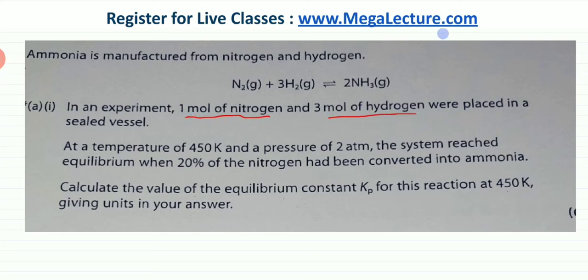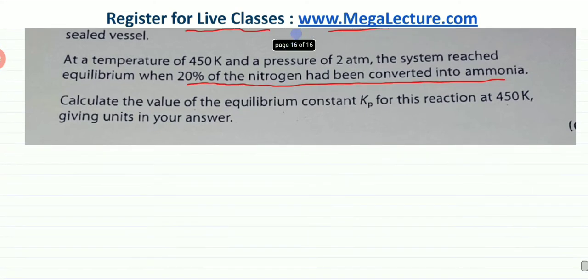These are your initial reactants that have been added, and at a temperature of 450 kelvins and a pressure of 2 atmospheres, the system reaches equilibrium when 20% of the nitrogen had been converted into ammonia. So that means that only 20% of the nitrogen is getting converted into ammonia. That's the amount that is reacting. And you're being asked to calculate the value of the equilibrium constant Kp for this reaction at 450 kelvins, giving units in your answer. So let's first quickly write down what's going on. There's N2 and there's 3H2, and that's in equilibrium with 2NH3.